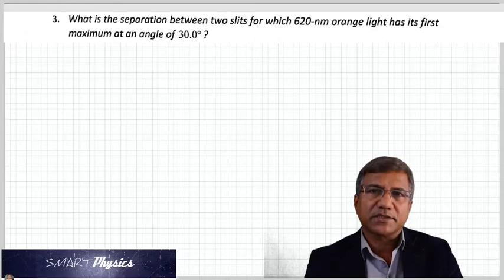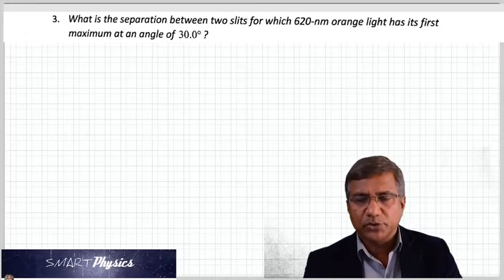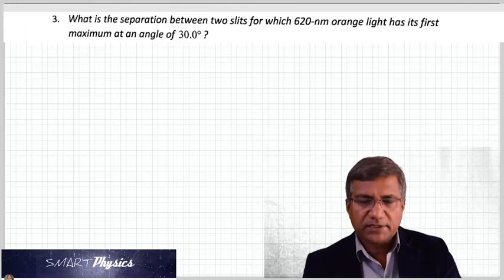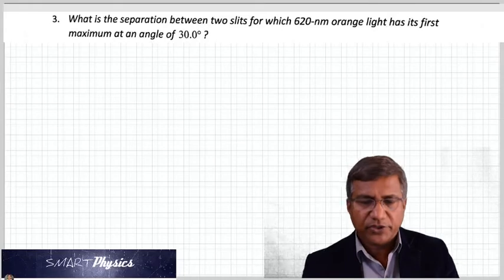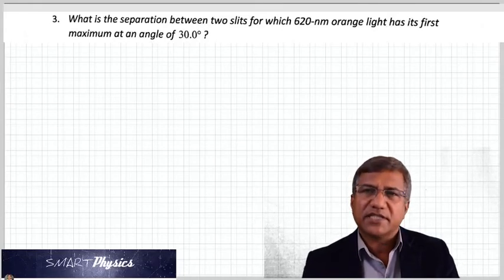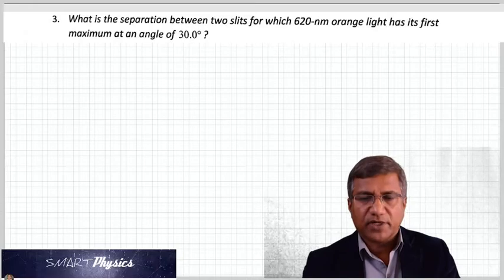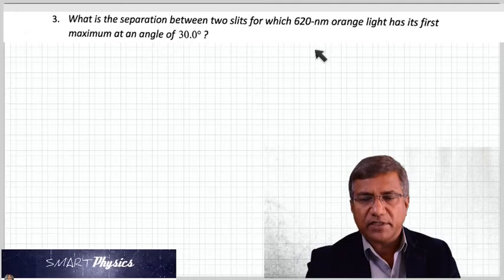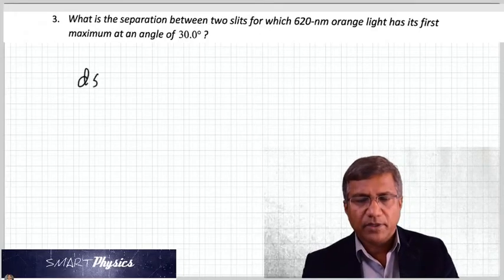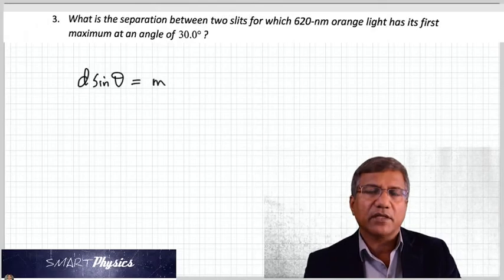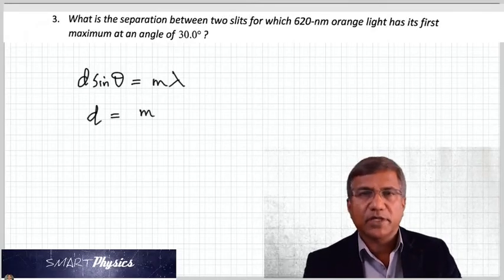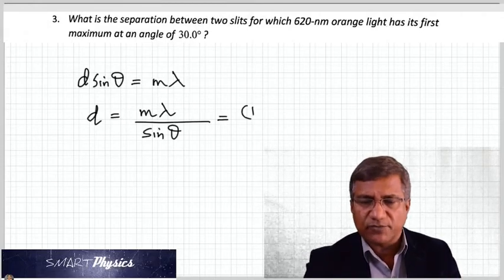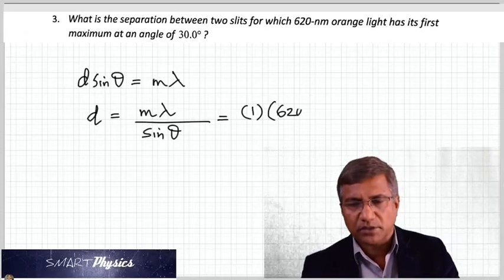So here is the third question. What is the separation between two slits for which 620 nanometer orange light has its first maximum at an angle of 30 degrees? So this time it's the same exact question, but you're asked to find the little d, the separation between the slits. You're given the wavelength in nanometers, you're given the angle. So once again use d sine theta is equal to m lambda. You're looking for d, so make that the subject. m is the order and it says first maximum, so m is equal to 1.